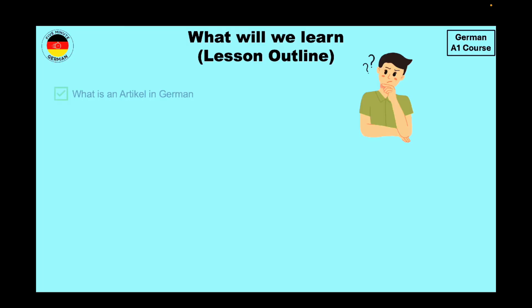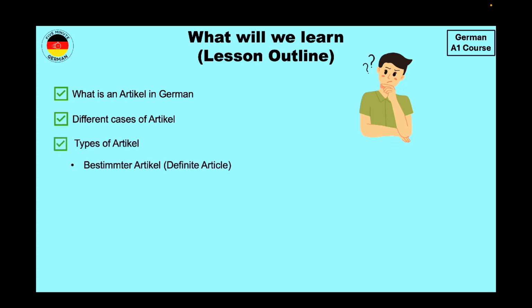So in this video, we will take a look at what an article is in German. Then we will take a look at different cases of articles. After that, I will tell you what the different types of articles are, such as Bestimmter Artikel, which is the definite article, and Unbestimmter Artikel or indefinite article. And then at the end, I will tell you what articles we use with plurals.